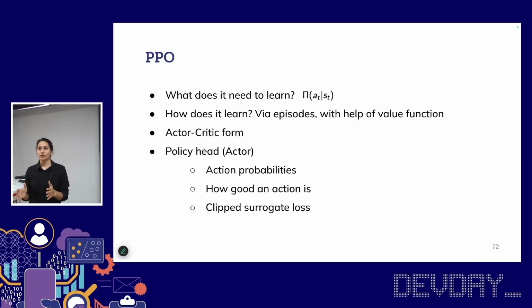So what do I need to learn? I need to learn a mapping between state and action. That agent square box that you have seen, that's basically your policy. How does it learn? We already said that it will learn via episodes. Now in PPO, or policy optimization, we will only look at the value function. And what's the value function? How good a state is.